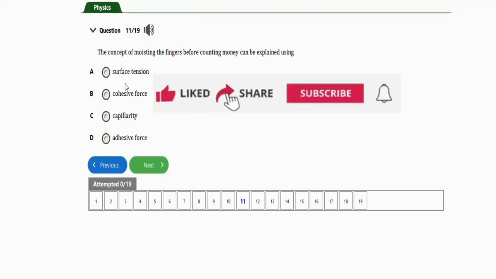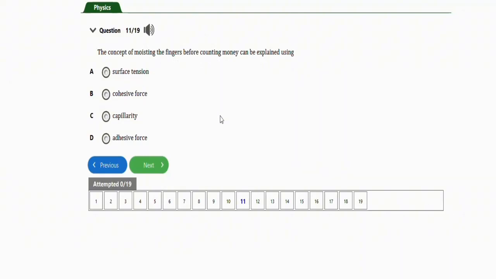This question says the concept of moistening the fingers before counting money can be explained using... I think I've answered this question before. The correct option is option D, which is adhesive force. Let's go to the next one, which is this one.